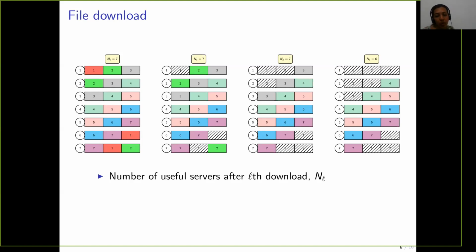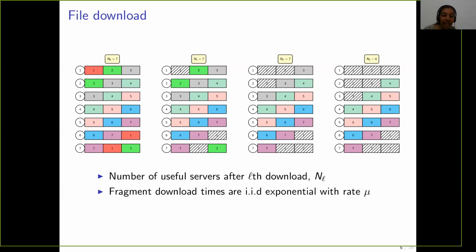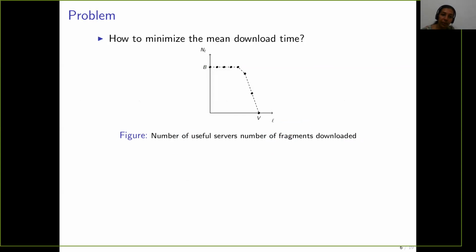Now, if the fragment download times are IID exponentially distributed with rate mu, then the joint rate at which the fragment will be downloaded will be N_l times mu, as there are N_l servers which are going to serve the request in parallel. Now, the problem that we address is minimization of mean download time.